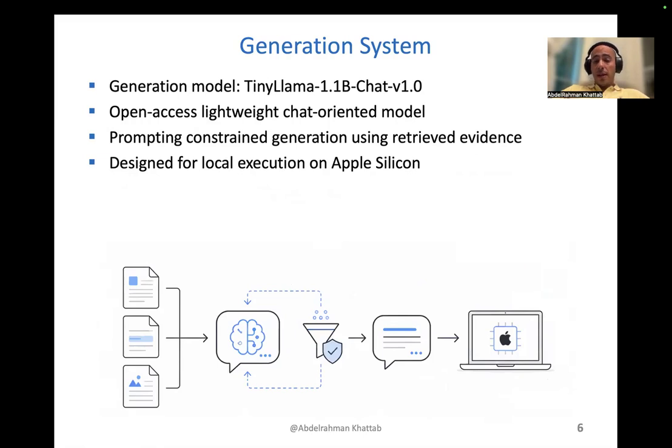For the generation system, I use TinyLlama. I tried some other models first, but either it takes too long, or the performance is too low, or I had some authentication issues. It is an open access, lightweight, and chat-oriented model, with prompting constrained generation using retrieved evidence from the retrieval step. It's designed for local execution on Apple Silicon. It worked very well on my local machine.